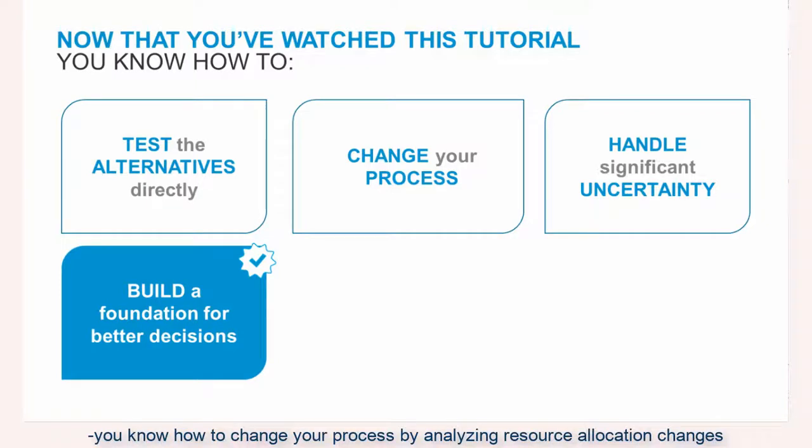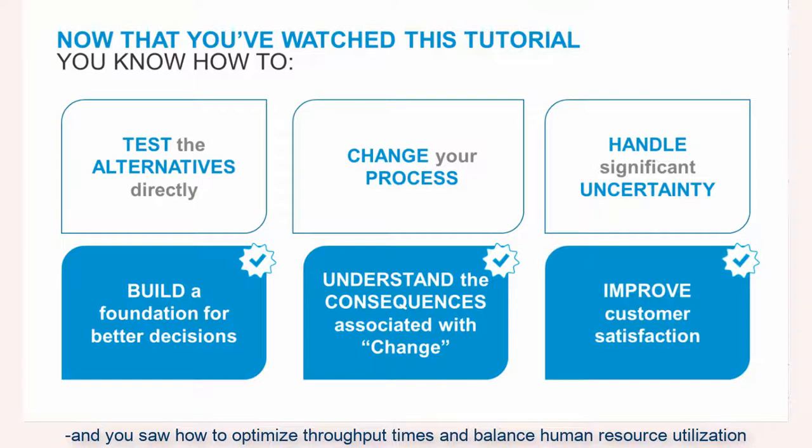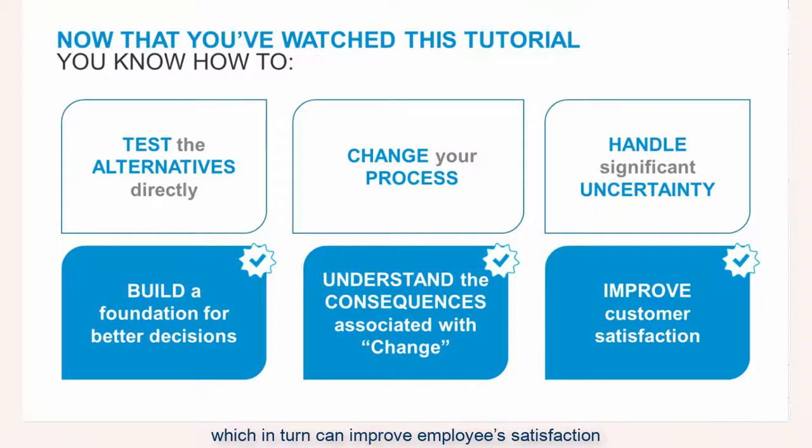You know how to change your process by analyzing resource allocation changes. And you saw how to optimize throughput times and balance human resource utilization, which in turn can improve employee satisfaction.